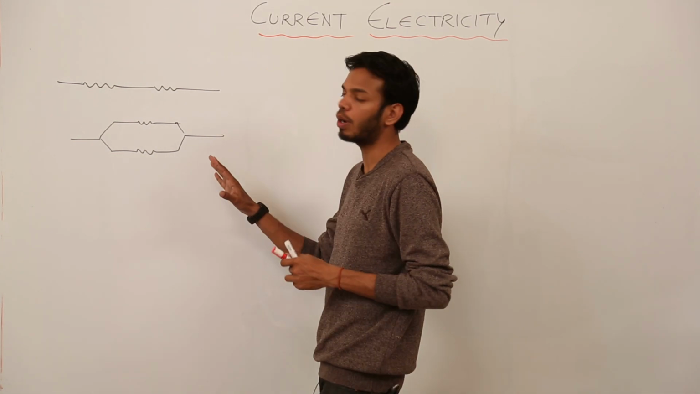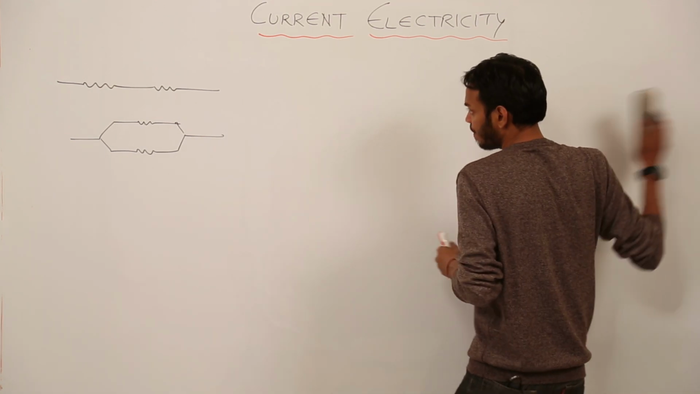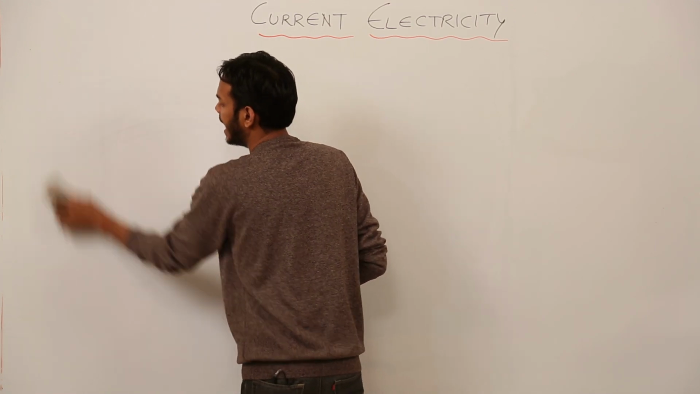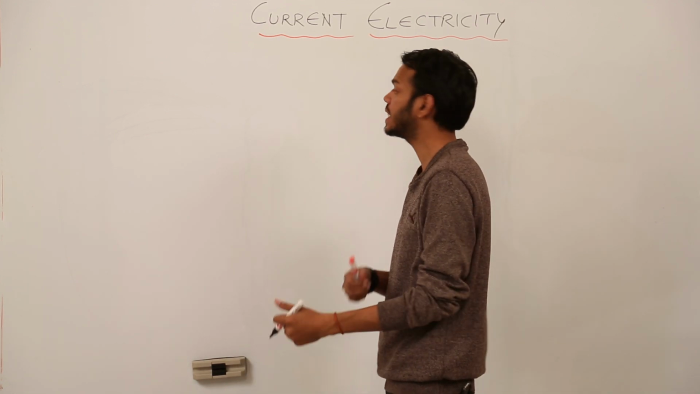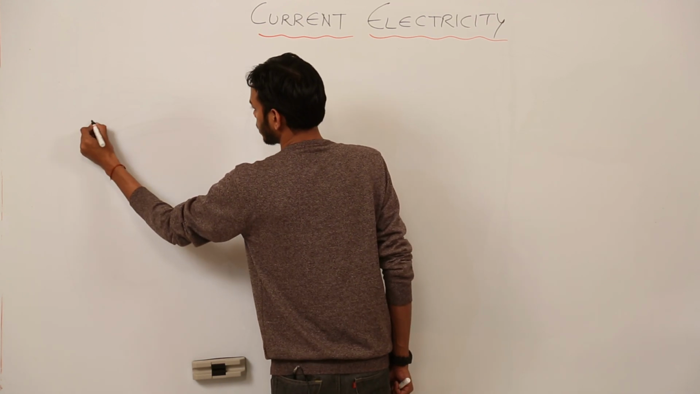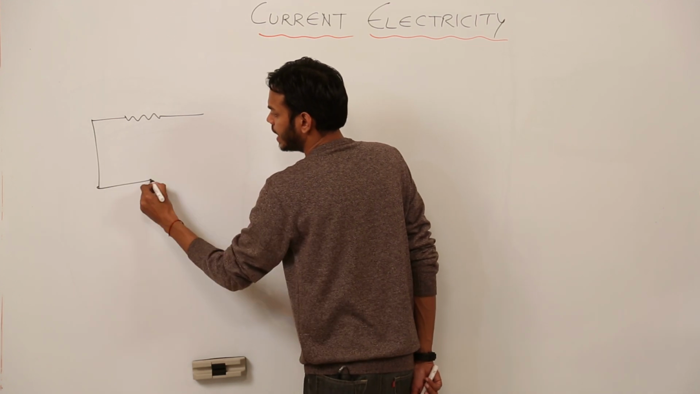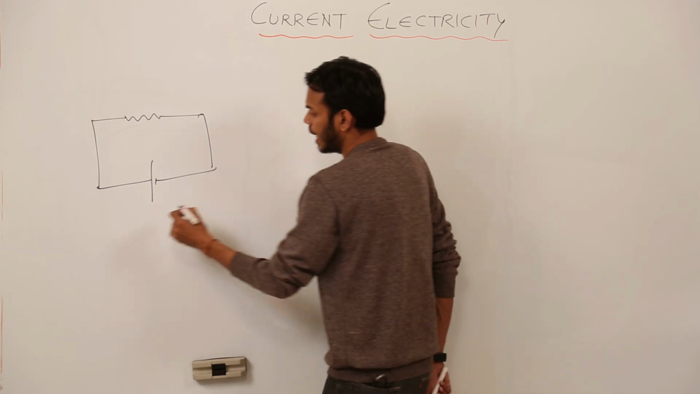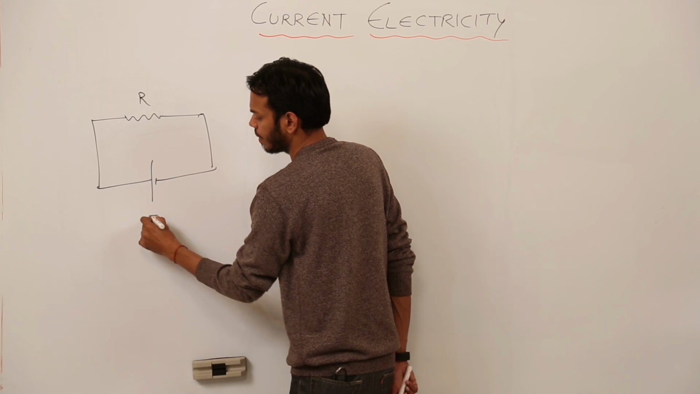We have already discussed cells, that cells provide EMF, right? But before I take you to the series and parallel combination of cells, let me give you a circuit diagram and explain how EMF is different from the potential difference. See, this is a very simple diagram. This is a cell connected to this resistor, right? Let us say this is R ohms, this is EMF E.